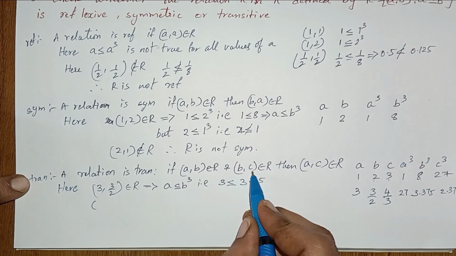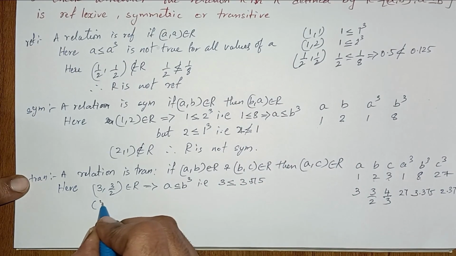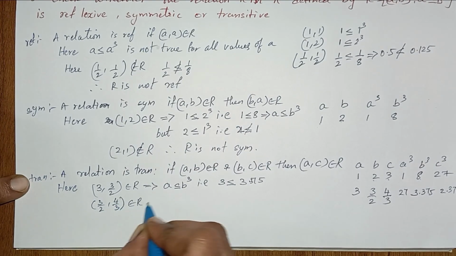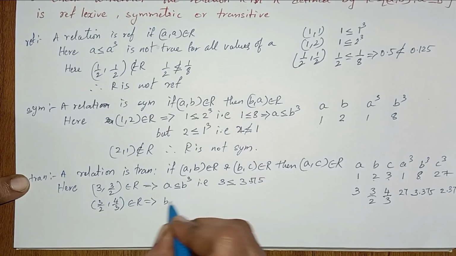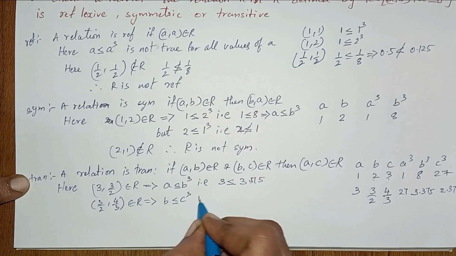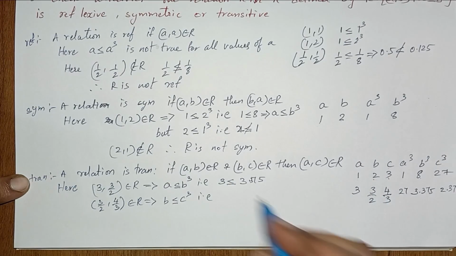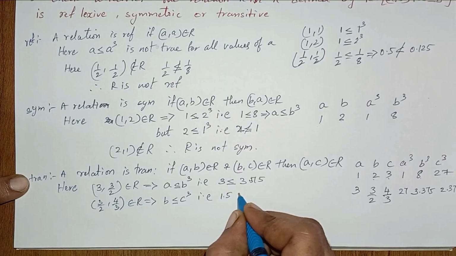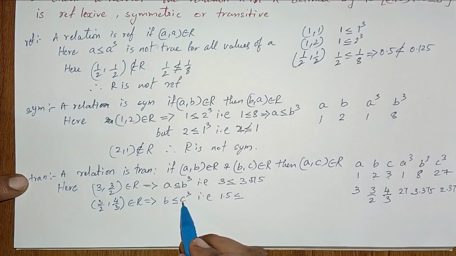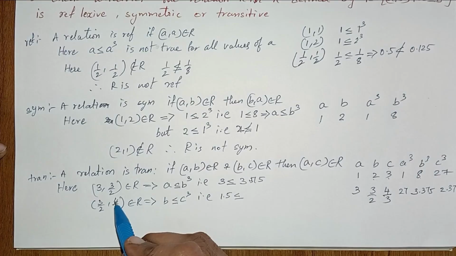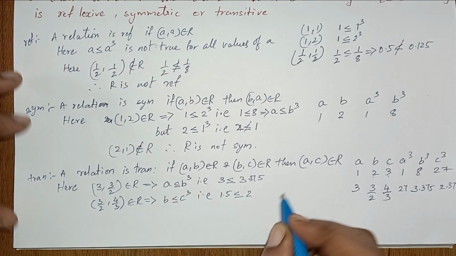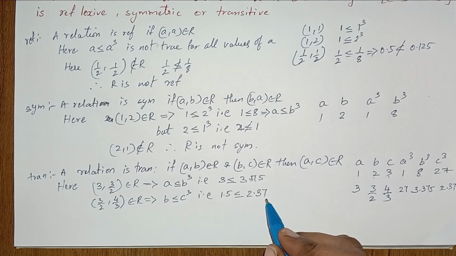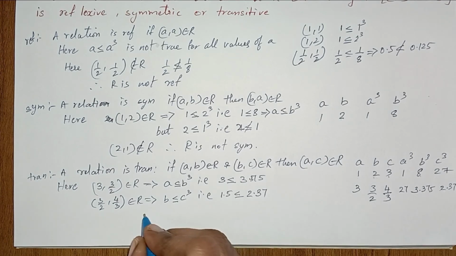The next one, if you're taking b comma c, so b comma c is (3/2, 4/3), which belongs to R. That is b is less than or equal to c cube. Here 3/2, that is 1.5, is less than or equal to c cube. C cube is (4/3) cube, which is 2.37. So 1.5 is less than 2.37, and it belongs to R.